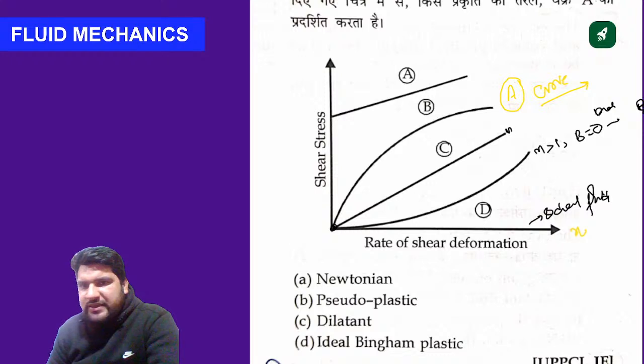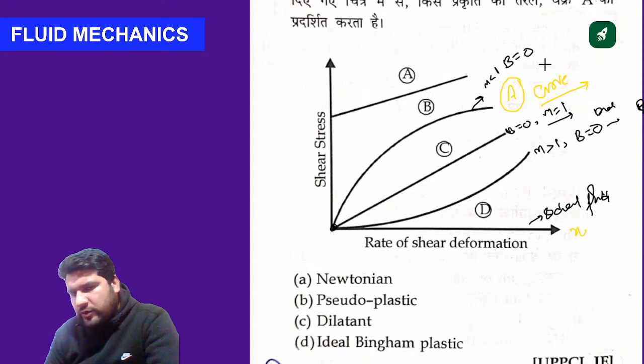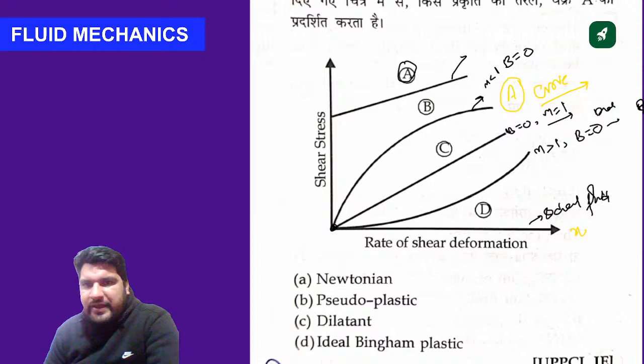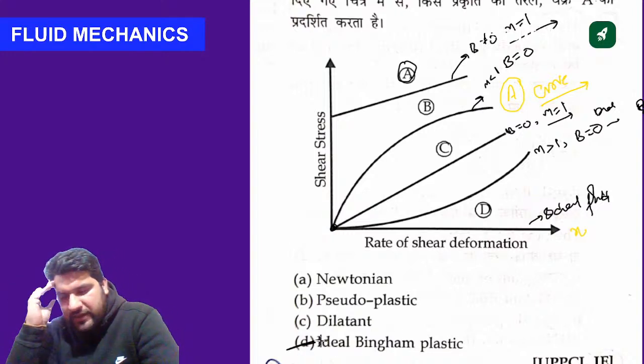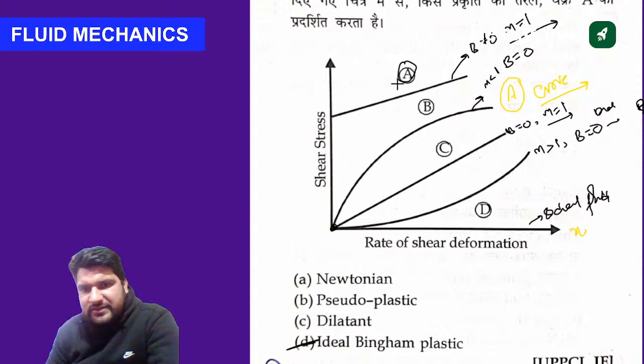For the third curve, B is 0, intercept is 0, and n is 1. In that case, the curve is simply called Newtonian. The other curve, with n less than 1, is called pseudoplastic. And for curve A, we have a straight line graph. B is not equal to 0, B has some value, and n is 1. In that case, it will be ideal Bingham plastic, and the answer will be D. So curve A is this, and you can go with the ideal Bingham plastic fluid.